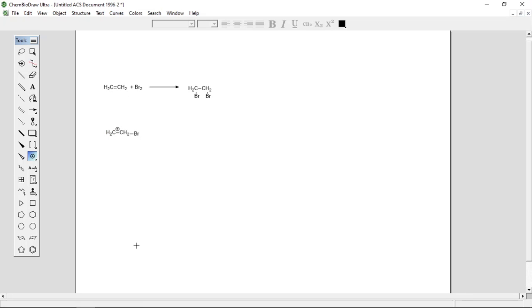So this is the intermediate formed during this reaction. To detect this intermediate, the carbocation, nucleophiles are used to trap the carbocation.